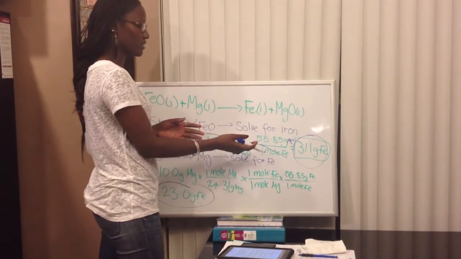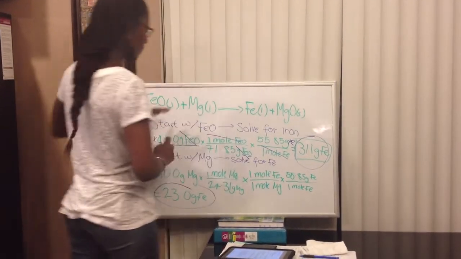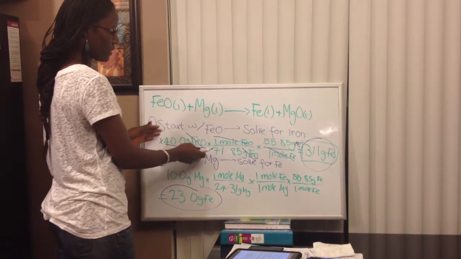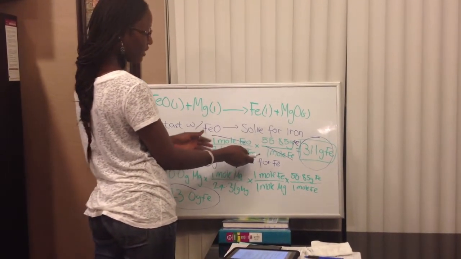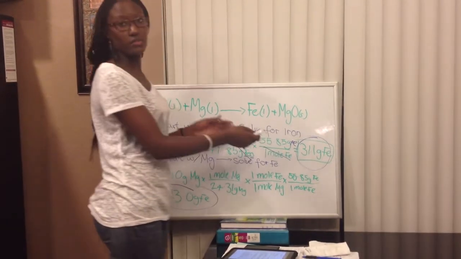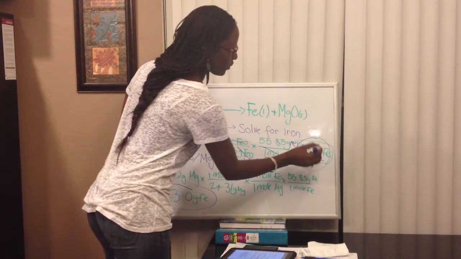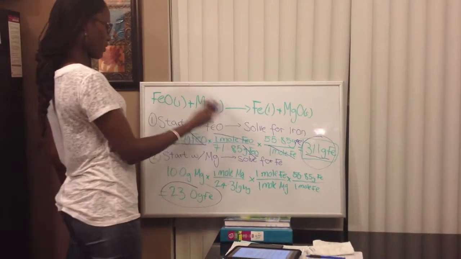We want to know how many grams of iron we'll be left with. So we divide 40 grams by 71 grams of iron oxide, and then multiply by 55.85 grams of iron. And then that leaves us with 31.1 grams of iron. So we found our first result.